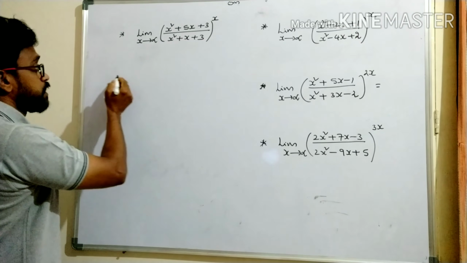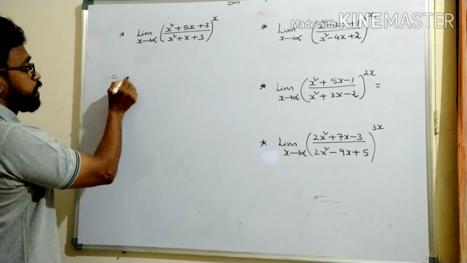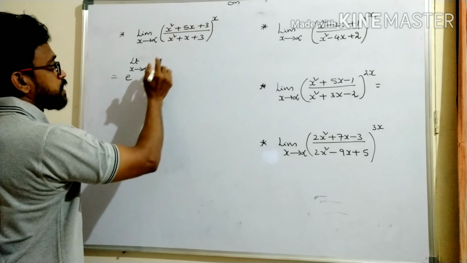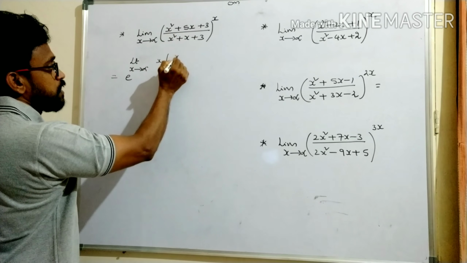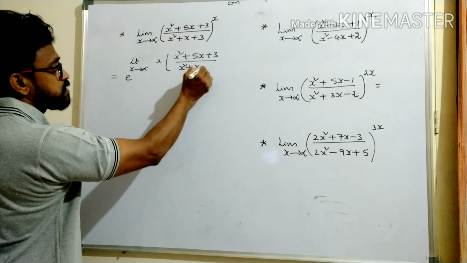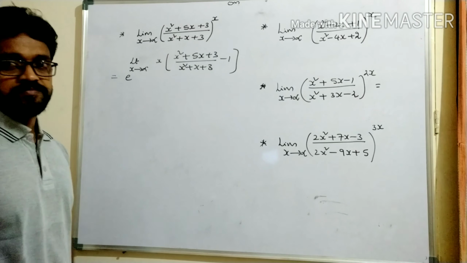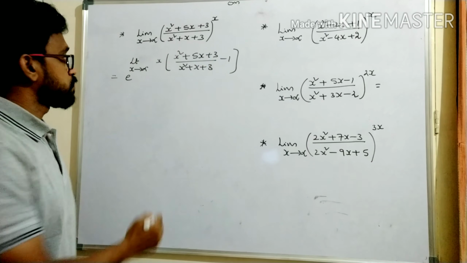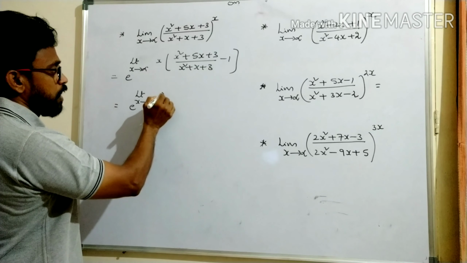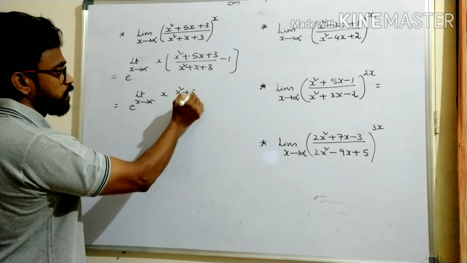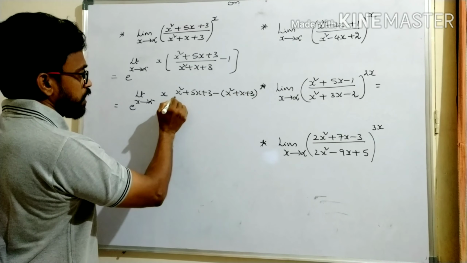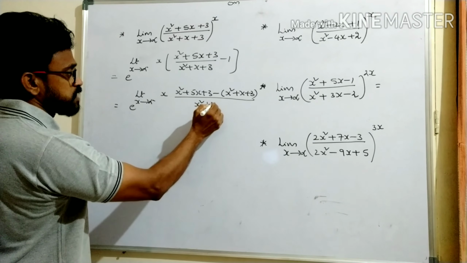So how to solve? A simple technique I gave in the last video. Observe here: e power limit x tends to infinity of the power, x, into (base minus 1), that is, (x square plus 5x plus 3) divided by (x square plus x plus 3) minus 1. Just power into base minus 1. Now simplify: e power limit x tends to infinity x into (x square plus 5x plus 3 minus x square plus x plus 3) divided by (x square plus x plus 3).